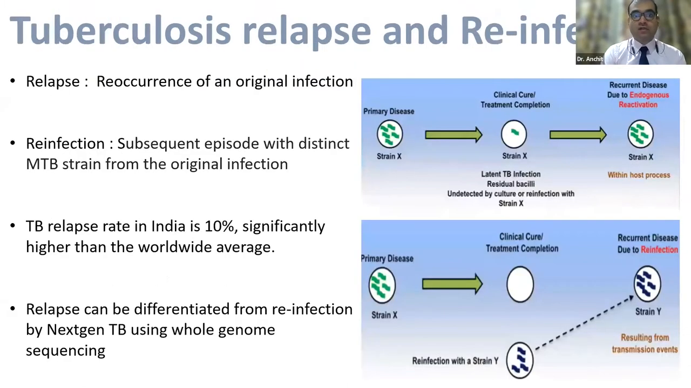At this point, we should also understand the difference between what tuberculosis relapse and reinfection mean, because this is covered by testing the sample with whole genome sequencing. First, relapse is a recurrence of an original infection. It means that a patient who got infected by a particular strain, like strain X, undergoes complete treatment, but this bacillus remains as a latent TB in his body. Then after a few years, it gets endogenously reactivated and causes the disease again. Whereas reinfection is when the strain gets completely cured and the patient develops infection caused by some other strain of the bacteria. So relapse can be differentiated from reinfection by using whole genome sequencing.